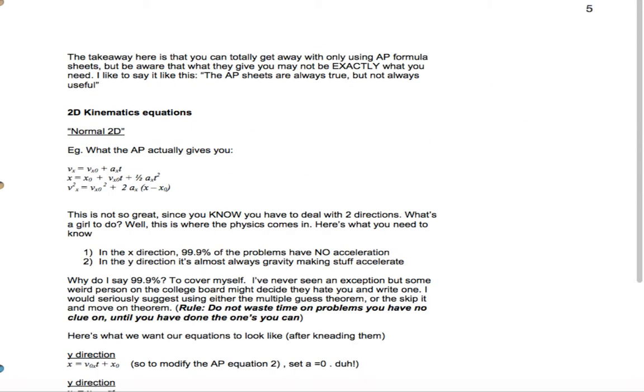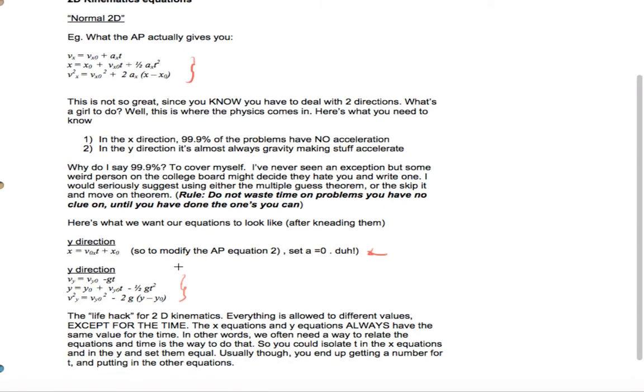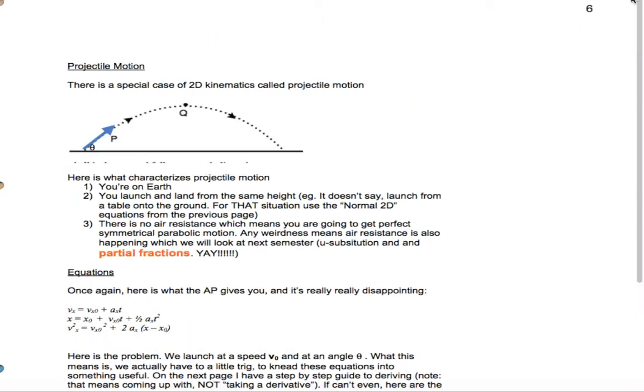We talked a little bit about the kinematics equations in two dimensions, and what they actually give you is this. But of course, you're going to need to modify that for constant velocity in the x direction with acceleration in the y. Remember also that the time you spend traveling in the x direction is equal to the time you spend traveling in the y. So when you work out two-dimensional problems, you end up solving for time and substituting into another equation. Those kinds of things I find to be useful.